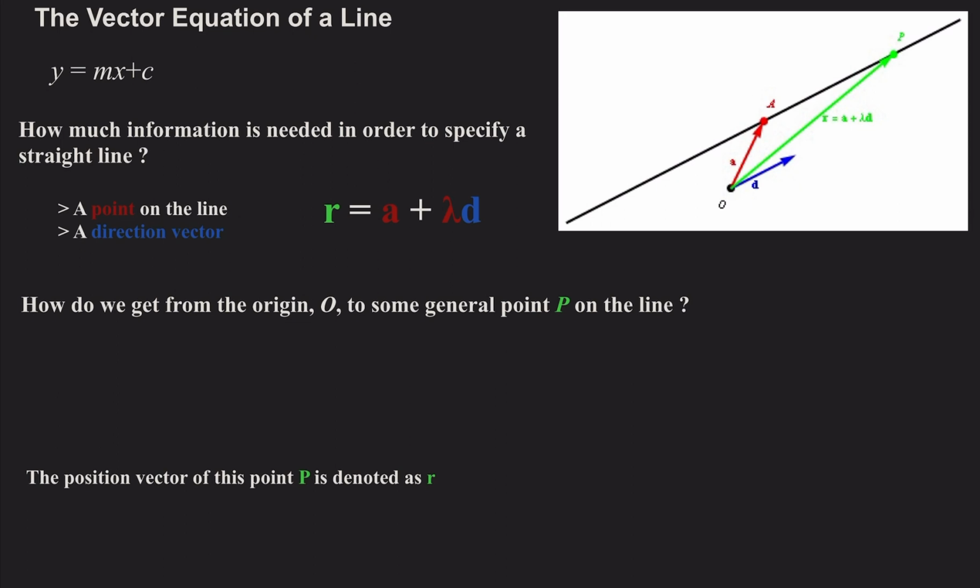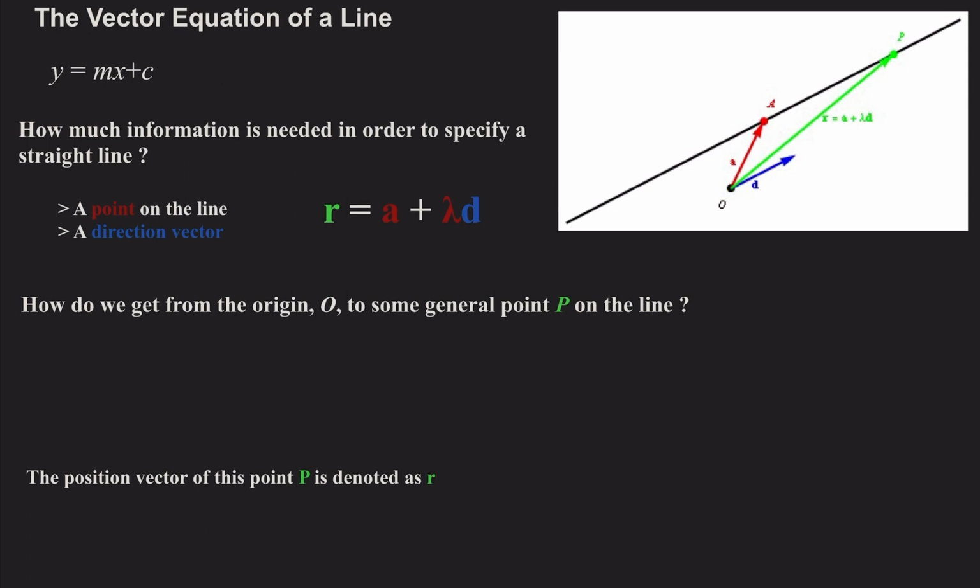We need to first ask how much information is needed in order to specify a line in 3 dimensions in vector form. The first thing that you need is a point on the line, right? First, I need to get onto this line. And then once you're on the line, you need a direction vector to move along this line. You move along so you can basically access any point along this line.